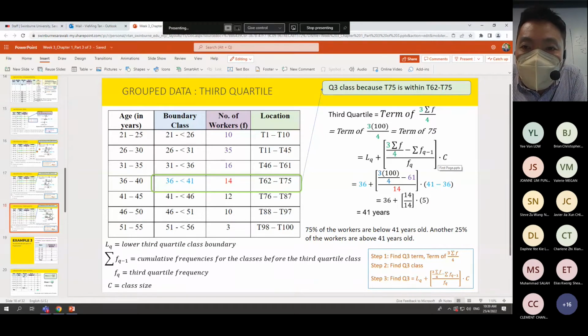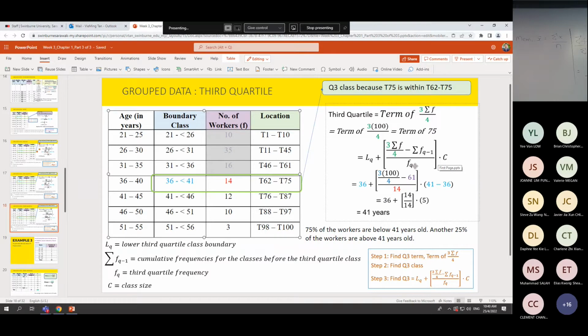How about here? This is the total frequency before the Q3 class. Let's check. This is the Q3 class, and before it we have 3 classes. So we need to sum up all these 3 frequency values: 16 plus 35 plus 10, you get 61. So sum out these 3 values, because these are the classes before the Q3 class, and put 61 here.